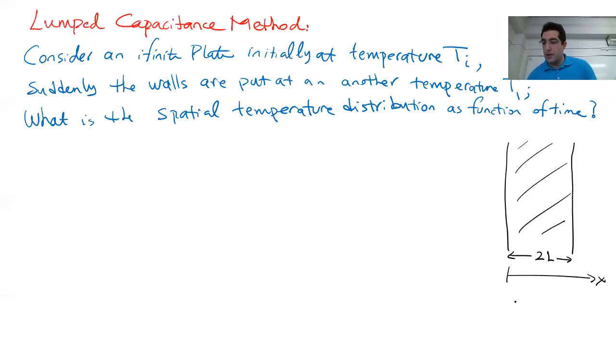Starting at time greater than 0, the temperature changes to T1. So those sides are going to T1, T1. And again, the inside of the wall was initially at Ti, and suddenly changes to T1. Now, how can we solve this?